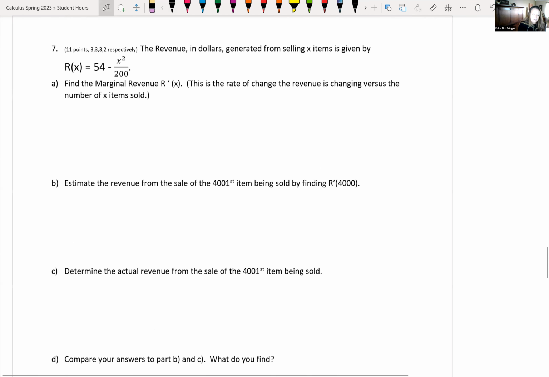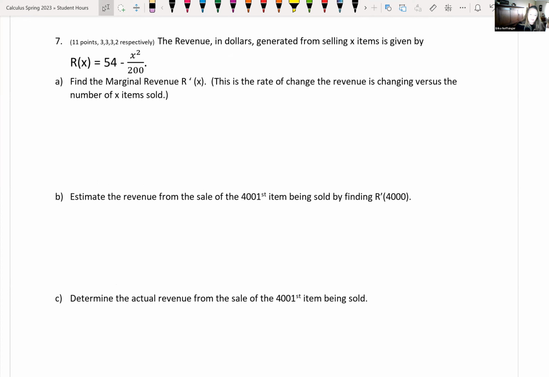Part 7. The revenue in dollars generated from selling X items is given by the following function: R of X is equal to 54 minus X squared over 200. So we want to find the marginal revenue, which is R prime of X, which is finding the derivative. Well, the derivative of the first, 54, the derivative of the constant, is 0.